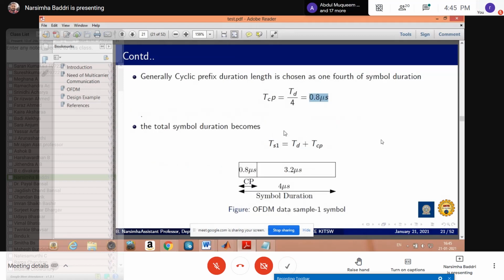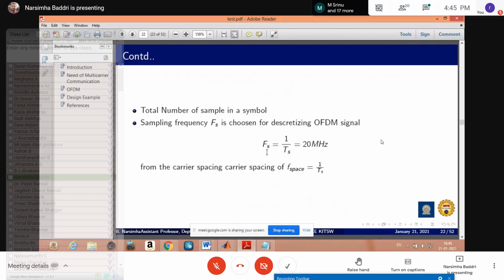So the total symbol length becomes 3.2 microseconds plus 0.8 microseconds, which gives you 4 microseconds. The first 0.8 microseconds are for the CP and the remaining 3.2 microseconds is for data, put together. So 4 microseconds will be the duration for each and every OFDM symbol.